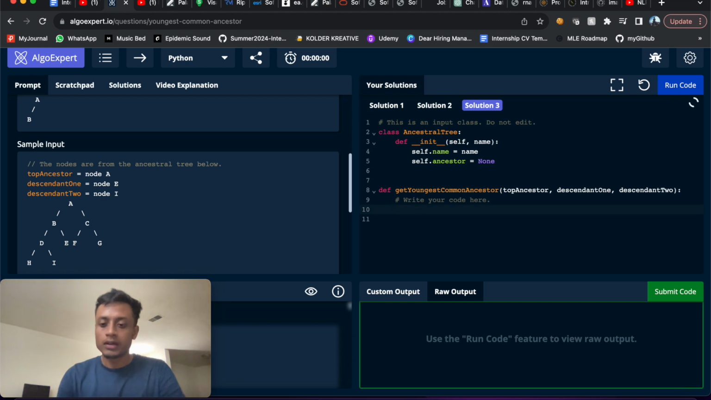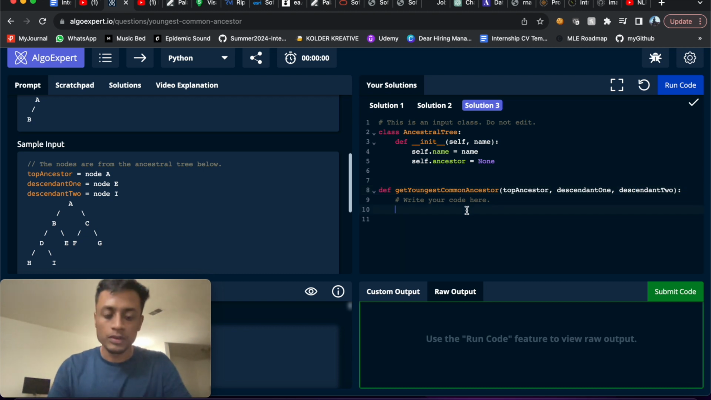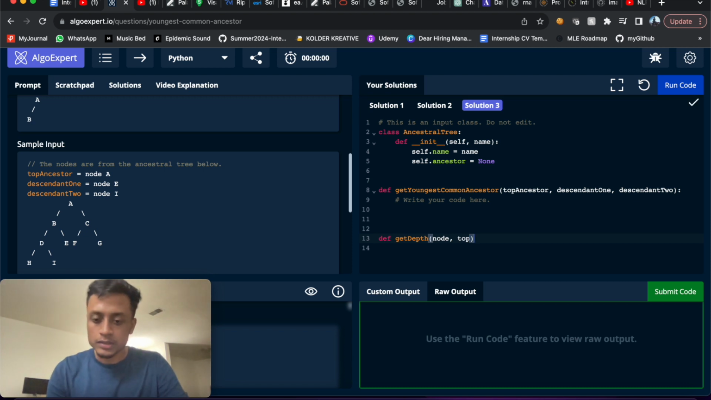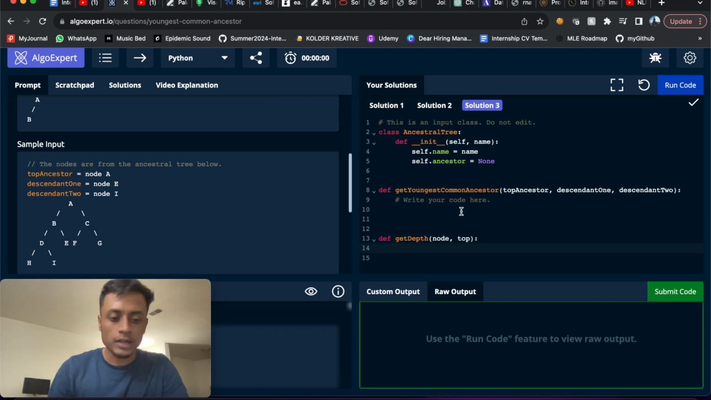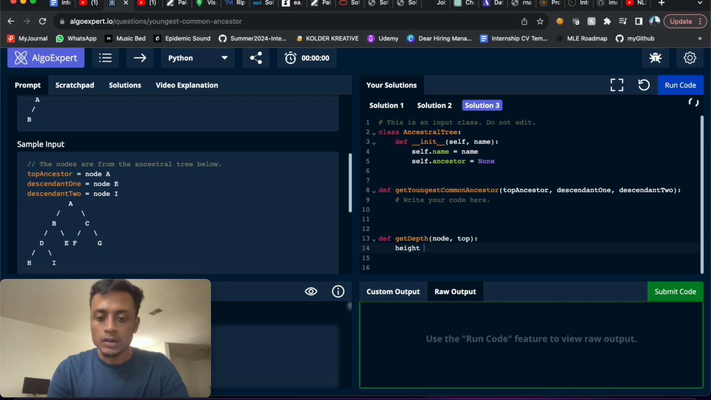Okay, so I have top ancestor, I have descendant one. The first thing that I have to do is find the height of both these descendant nodes. Let me define a method called get depth. I'm going to take in the node and the top ancestor. That should be enough. I'm going to modularize this because I have to do the same thing for both descendants, so it doesn't make sense writing this while loop two times.